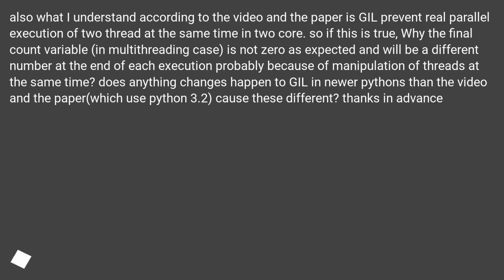Also, what I understand according to the video and the paper is that the GIL prevents real parallel execution of 2 threads at the same time in 2 cores. So if this is true, why is the final count variable, in the multithreading case, not 0 as expected, and a different number at the end of each execution, probably because of manipulation of threads at the same time? Did anything change in the GIL in newer Pythons than the video and the paper, which use Python 3.2, causing these differences? Thanks in advance.